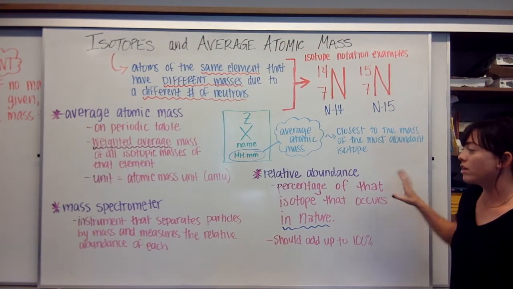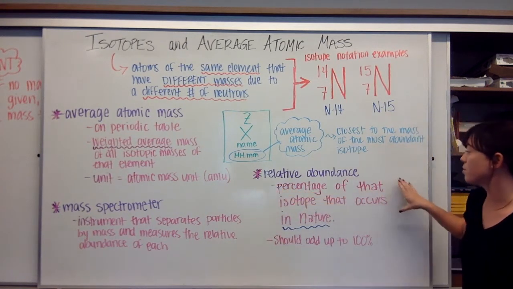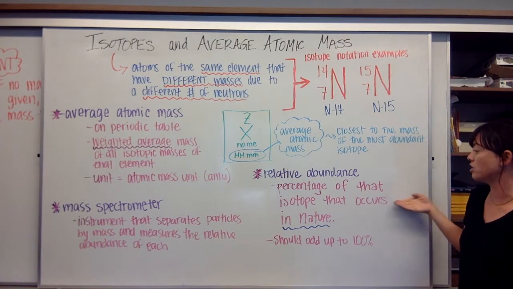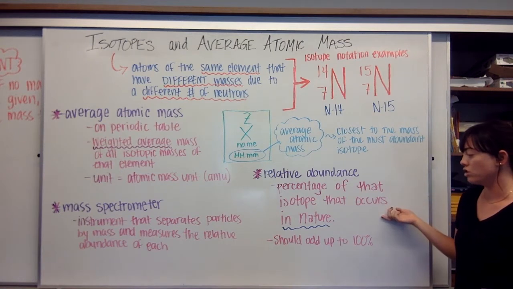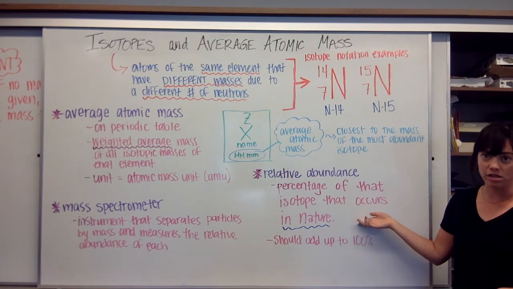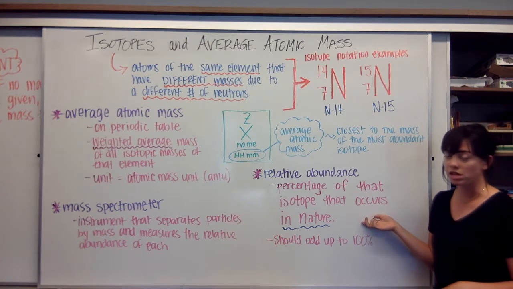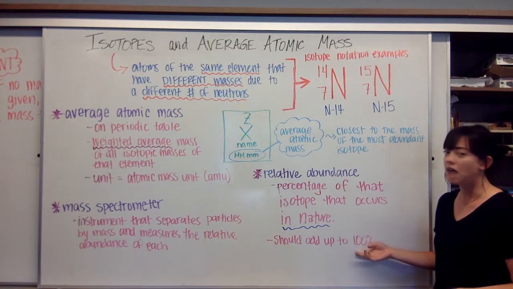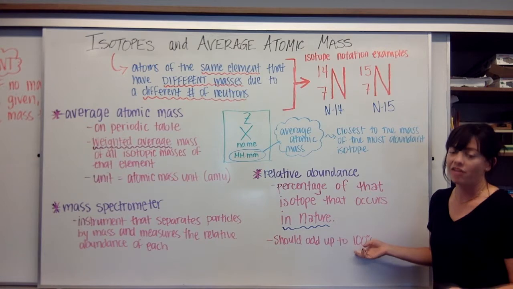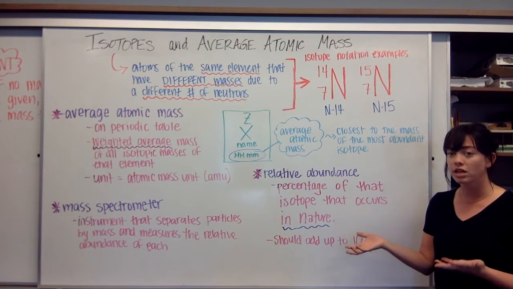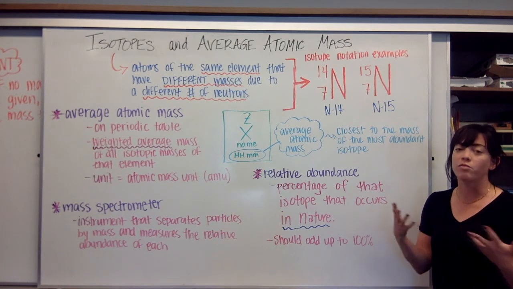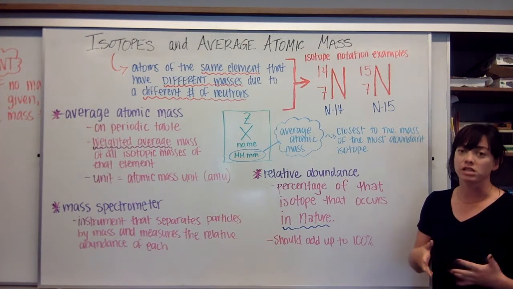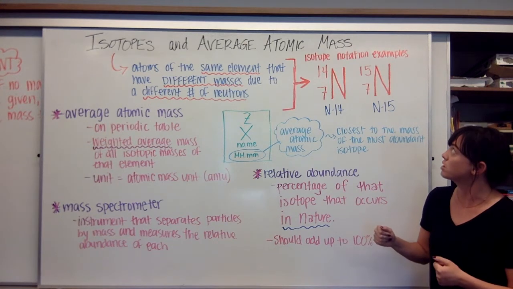The relative abundance is the percentage of that isotope that occurs in nature. So all of the relative abundances, we're going to see them as percentages in our problems, and they should always add up to 100%. Now, that might be like a 70-30 type of thing, or we could have multiple that would be 60, 20, 20% each.